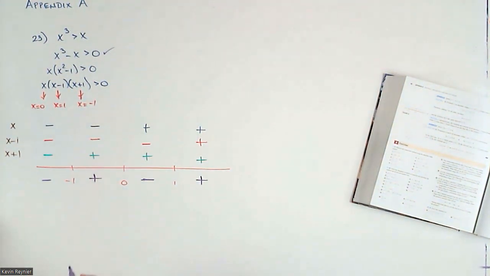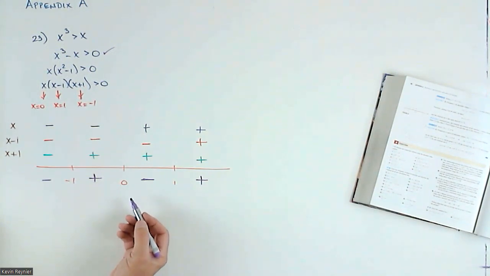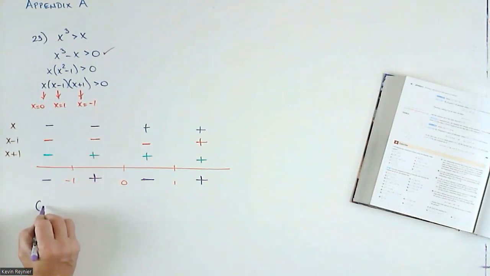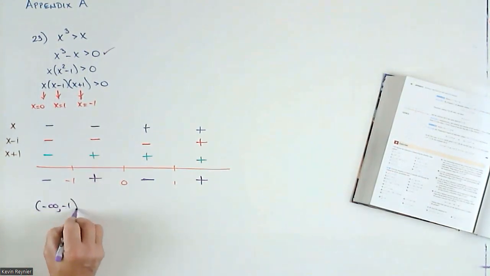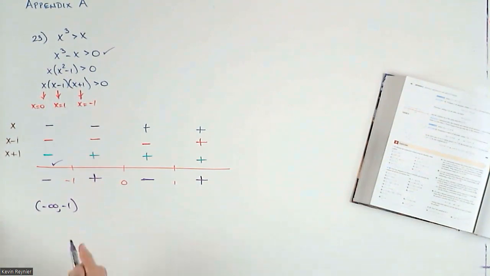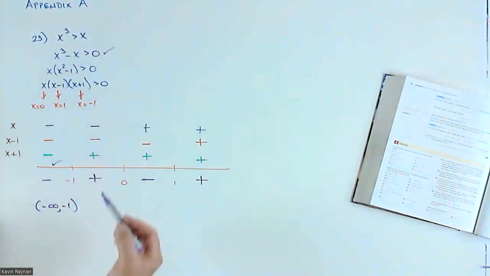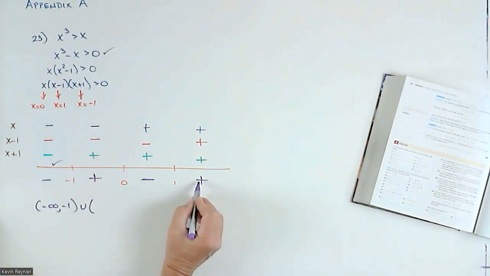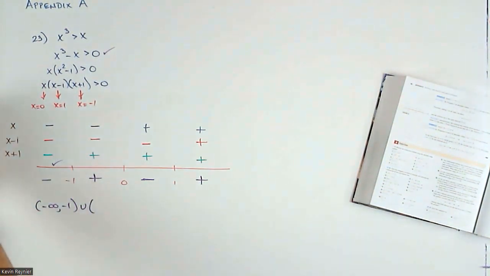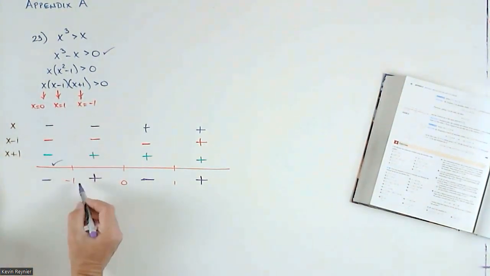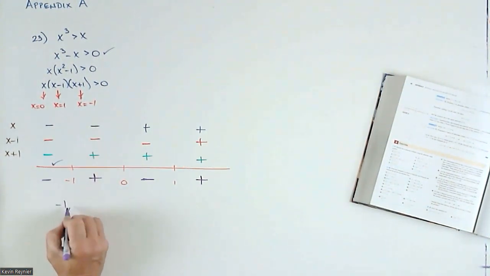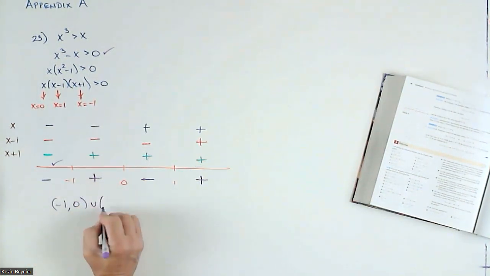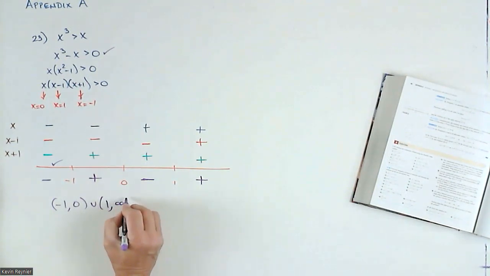And when we write this down as a list of intervals, we get -infinity to -1, right? This one right here. Open at -1 because it's greater than, not greater than or equal to, union. And, oh, geez, you wanted positive and I did the negative. So I apologize. We get -1 to 0, union 1 to infinity.